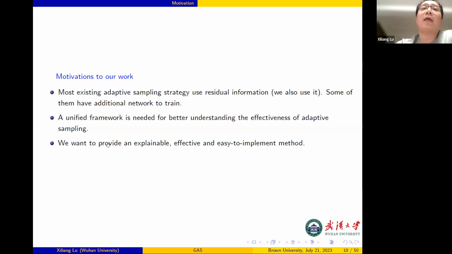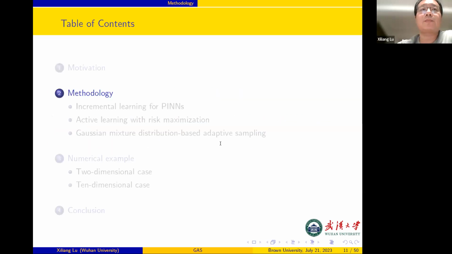We want to provide a primarily effective and easy to implement method. We want this method to be easy to implement and efficient.